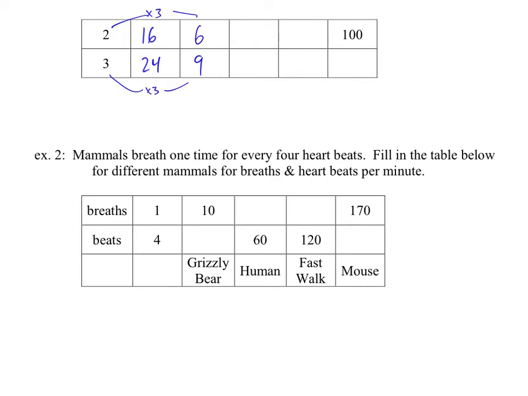Maybe one other number other than the times 3 we could do. 32. Oh, you guys are killing me. Okay, so 2 times 32 is 64, and 3 times 32 is 96. Good. So we could multiply or we could divide.